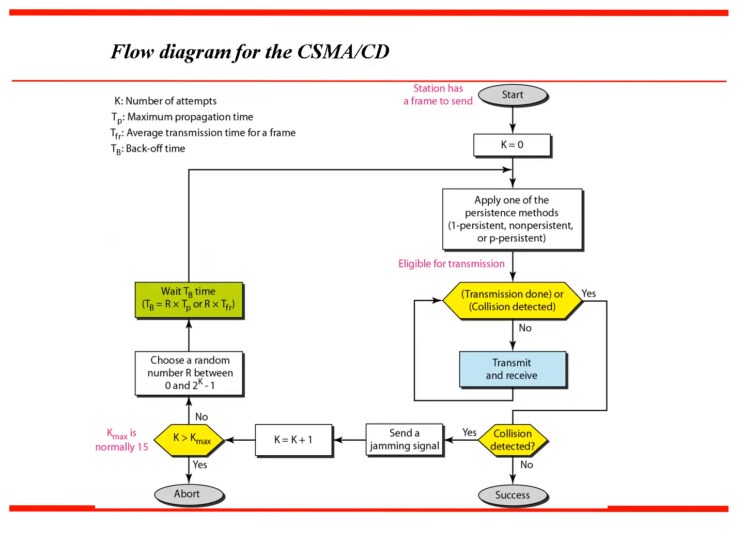Here the CSMA/CD algorithm is explained with a flow diagram. The flowchart begins from start, and K is set as 0. Since this is an extension of the previous CSMA, any one of the persistent methods of CSMA can be performed here for sensing the channel. If the channel is free, then transmission is performed. In both cases, whether the transmission is completed or a collision is detected, the path is taken in this direction. If no collision is detected and transmission is not completed, the transmission and reception loop is continuously performed.